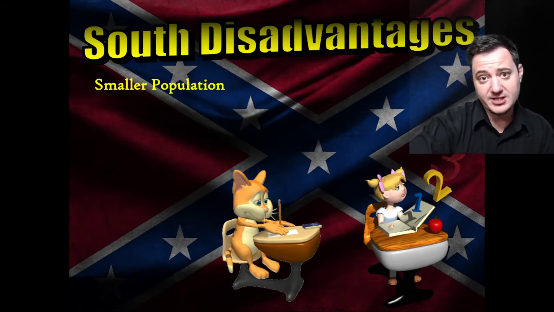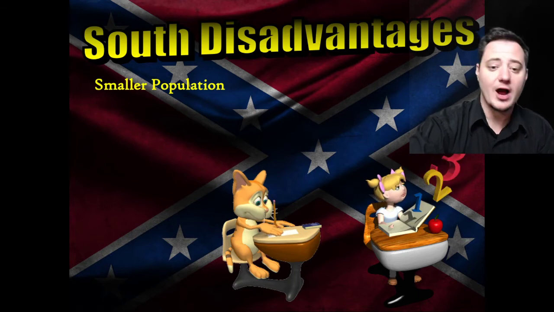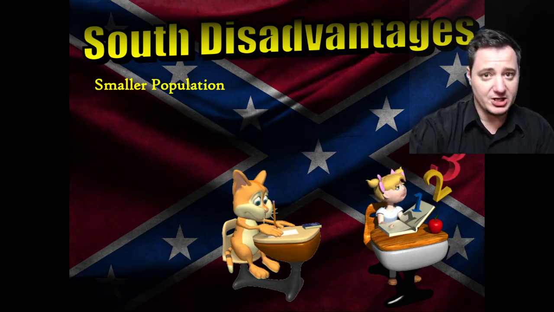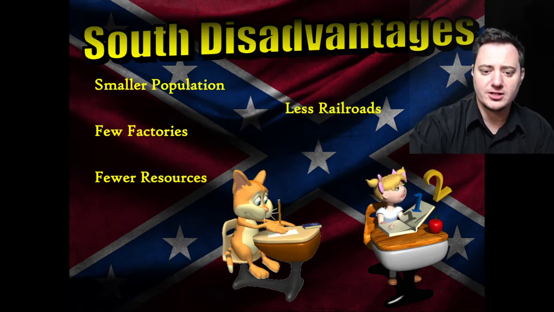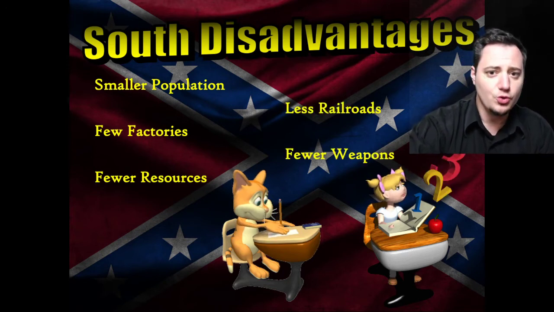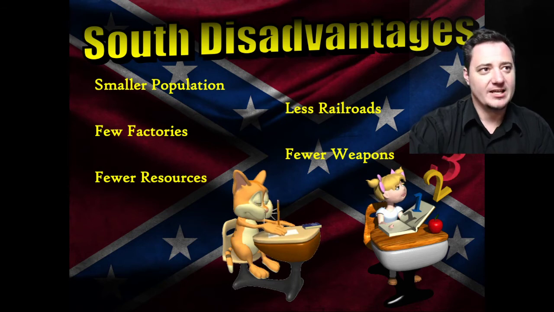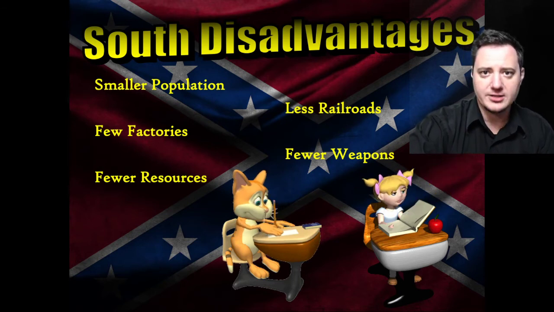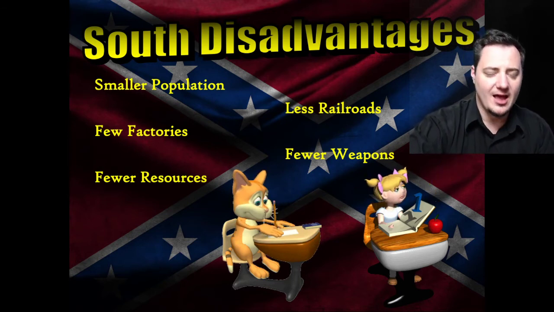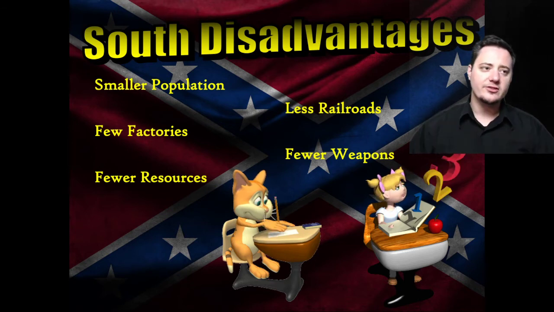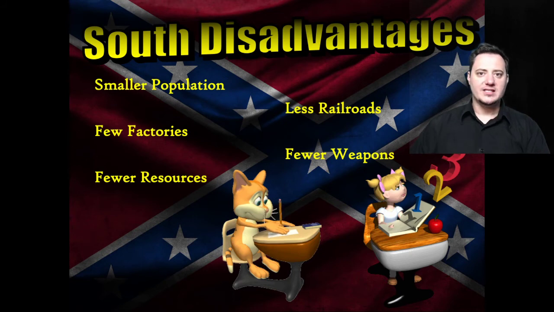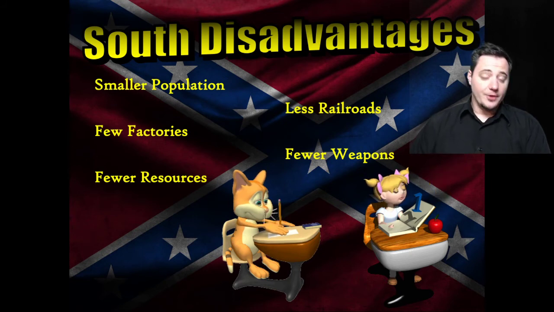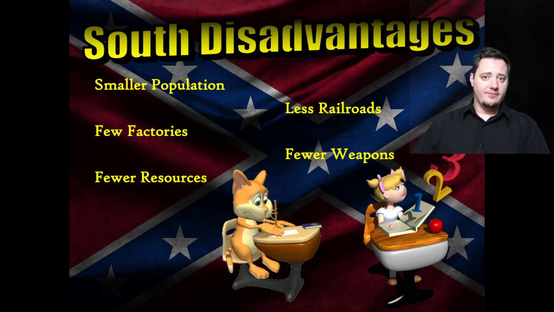Of course, the South does have disadvantages, and this is the last thing to write in your notes today. They have a much smaller population. They have very few factories, few resources compared to the North. They have less railroads, fewer weapons. They really are outgunned and outnumbered in every way and sense. If you take the North's advantages, that automatically becomes the South's disadvantages. And those are the major advantages and disadvantages between the North and the South.